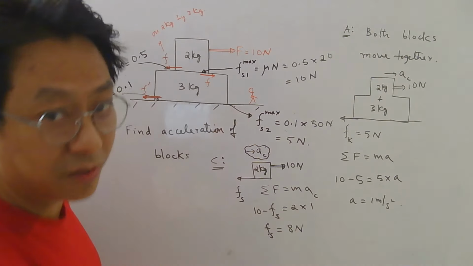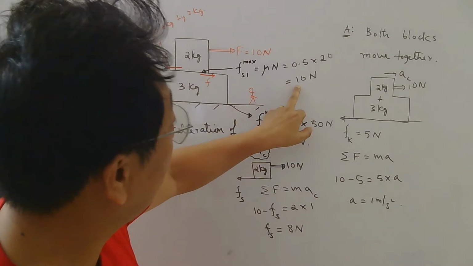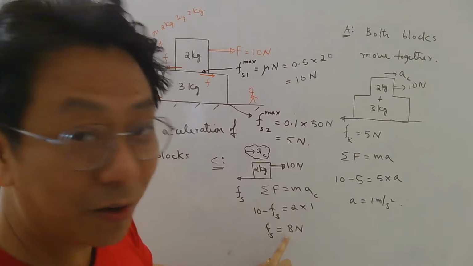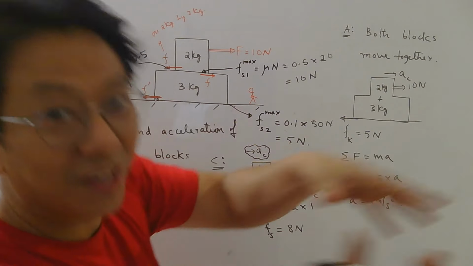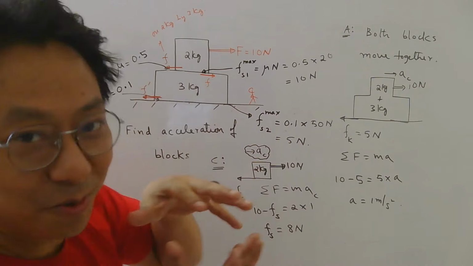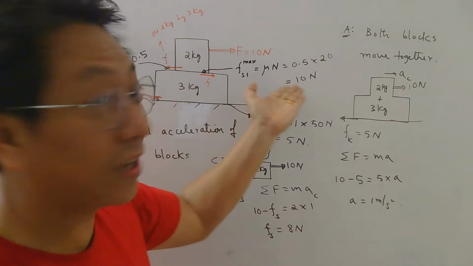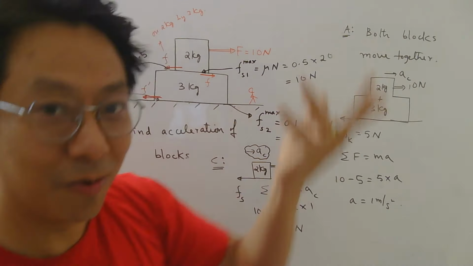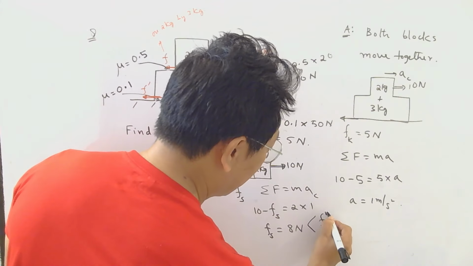Now check, is it possible? 8 Newton. Here what is the maximum value? 10 Newton. We want only 8 Newton to keep this and this move together. To move both of them together, remember, we need only 8 Newton of static friction. Here we can get up to 10 Newton. So obviously this is possible because this is less than max value.